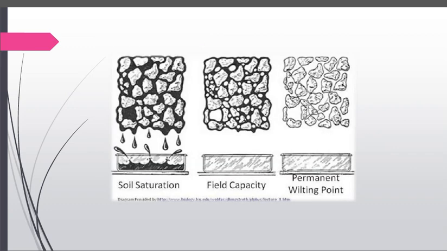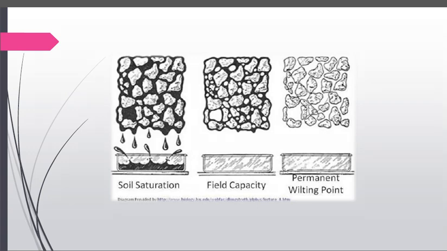This is an example of soil saturation. There are three cases in front of you. First is soil saturation, second is field capacity, and third is permanent wilting point. I already told you what permanent wilting point is, in the case of irrigation. If you do not remember, then I can tell you here.